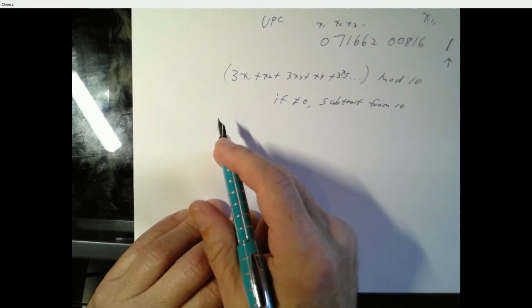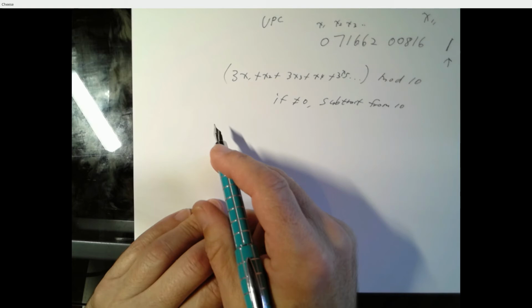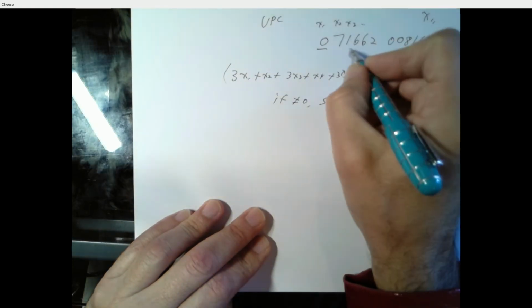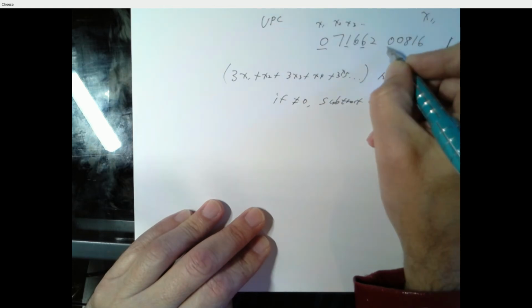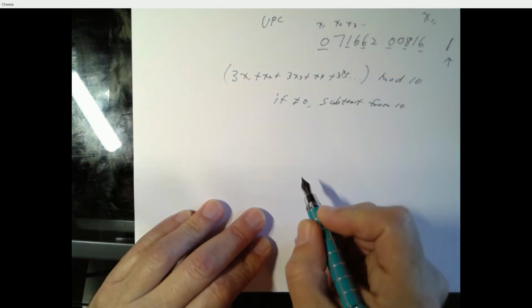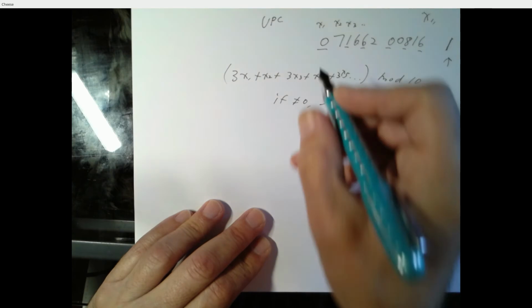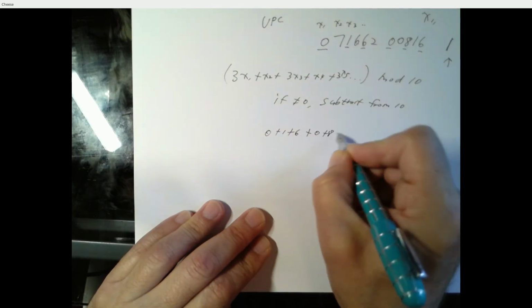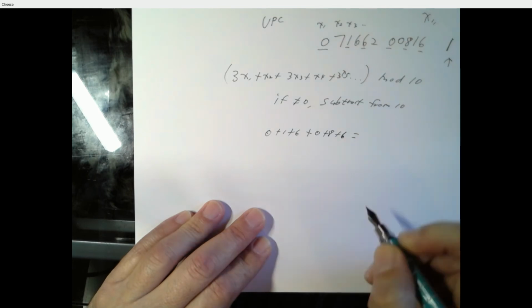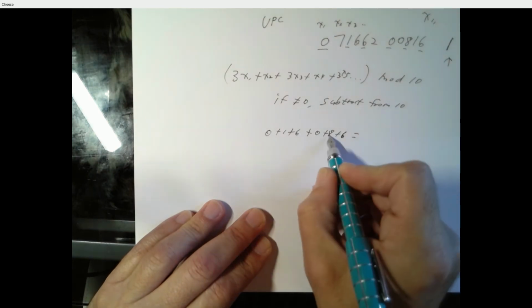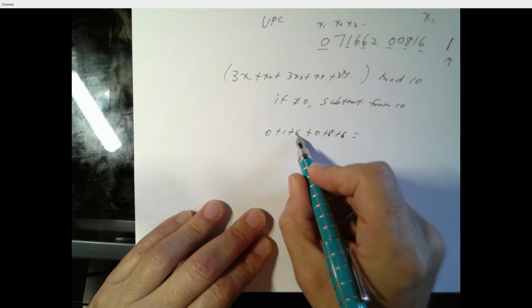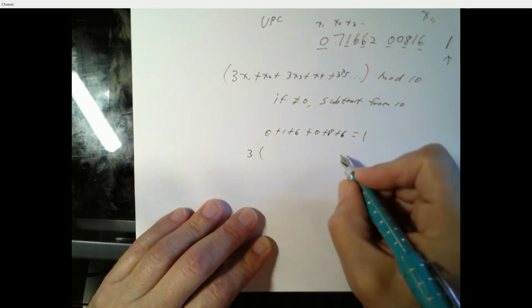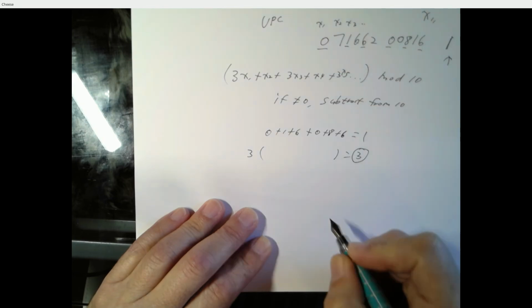So this is basically 3 times the sum of the odd characters plus the sum of the even characters, mod 10. So let's just underline the odd characters, and let's multiply those by 3. So I'll just add these up: 0 plus 1 plus 6 plus 0 plus 8 plus 6. And I'm looking mod 10, so this is 6, and 8 is 14, that's 4, and 6 is 10, that's 0 and 1, so that's equal to 1. So 3 times that is equal to 3.